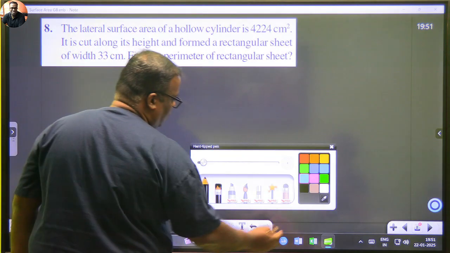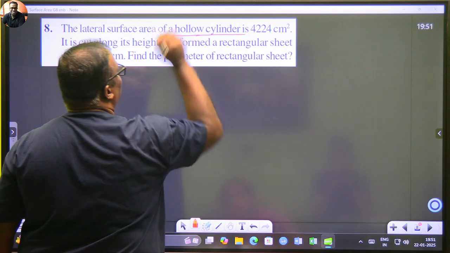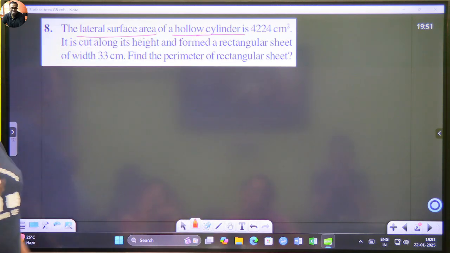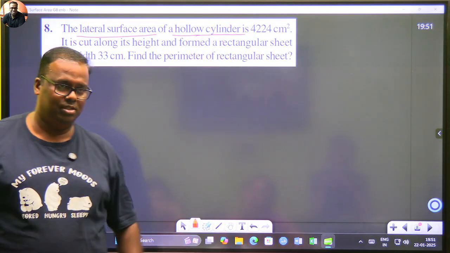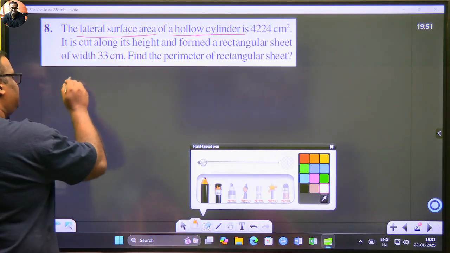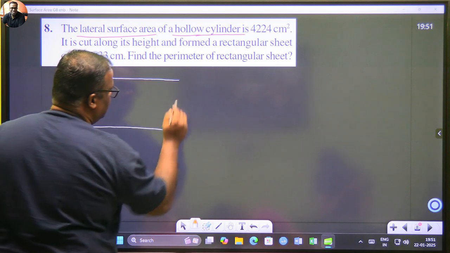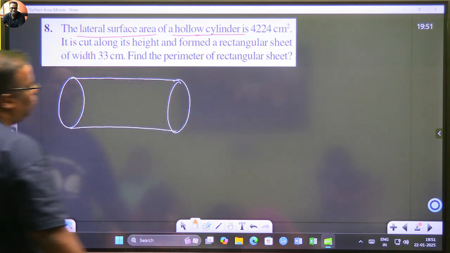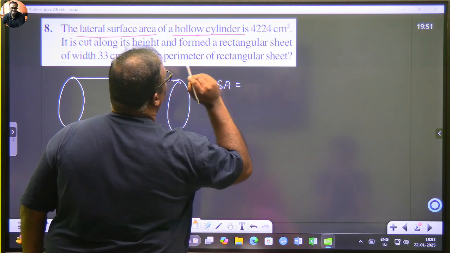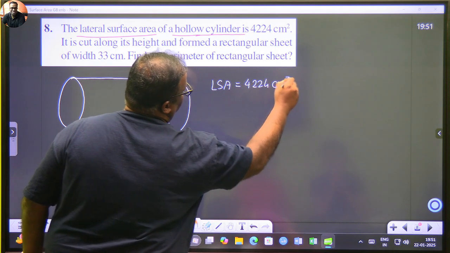So as I said, first always have a look at the shape. Cylinder. What type of cylinder? Hollow cylinder. What is given? Lateral surface area. Lateral surface area means bangle into H. Understood? So let's make this question. We are given a hollow cylinder, and whose lateral surface area, the LSA, is given as 4224 cm square.